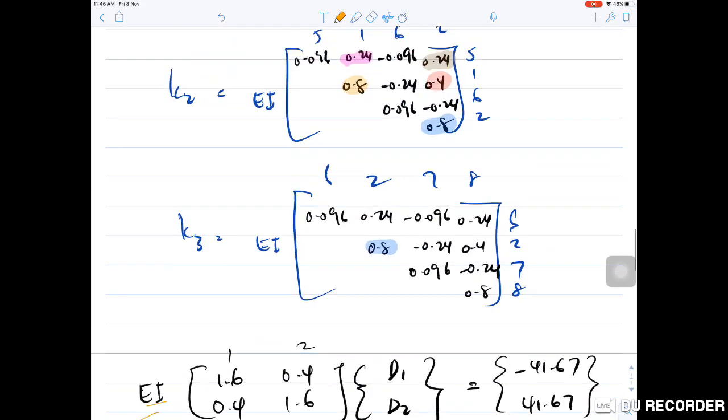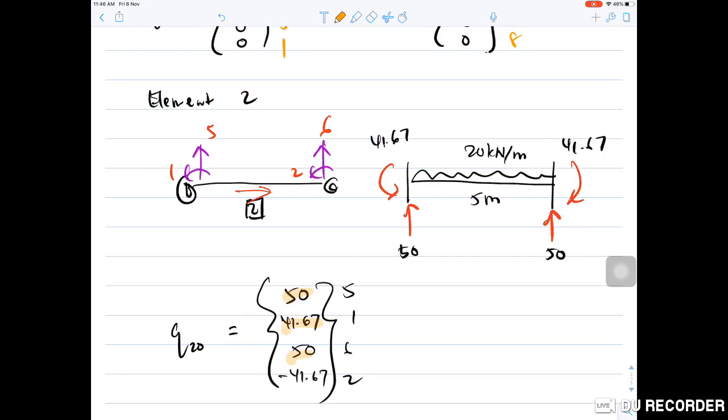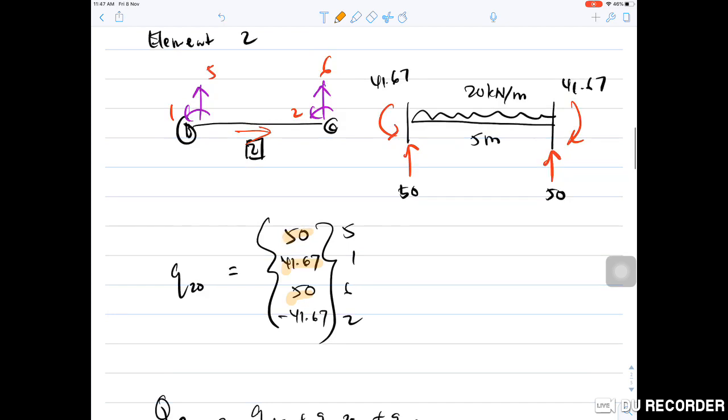And for the equivalent nodal forces, I advise you to do these two comparisons, which is clearer than other methods. Do two diagrams like this: one is for the DOF and another one comes from the formula itself. Find the value like this, and just compare. Then we get this. Straightforward.